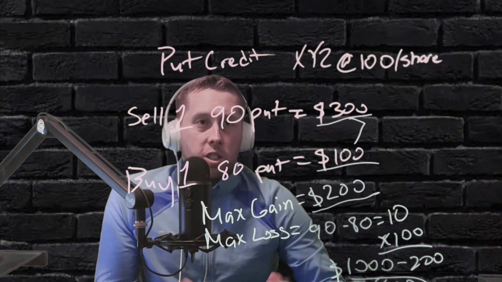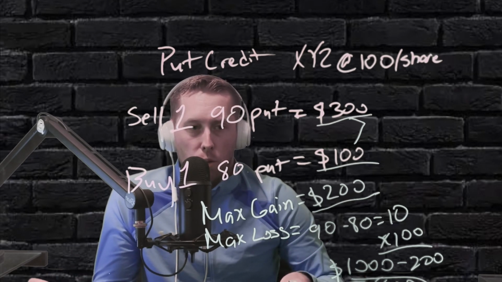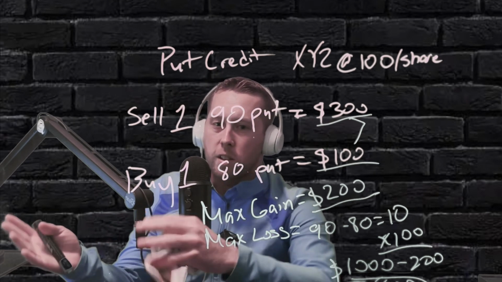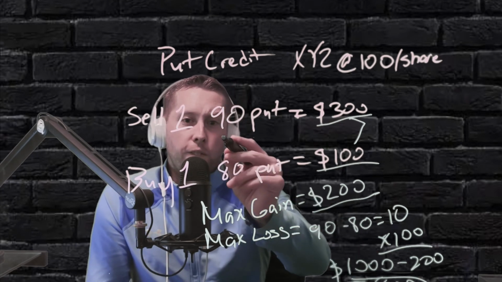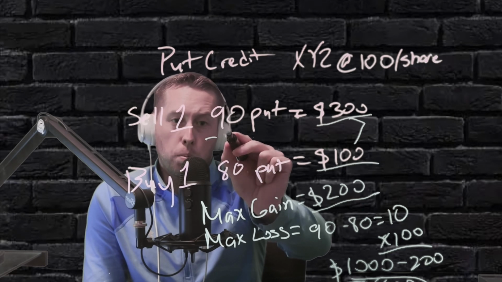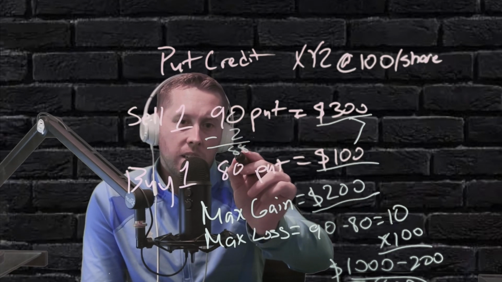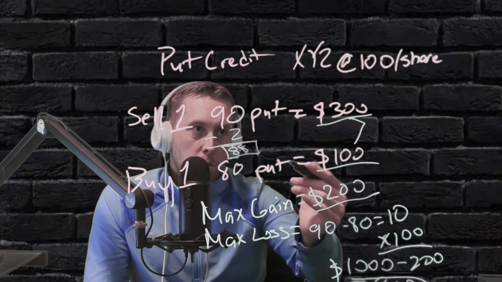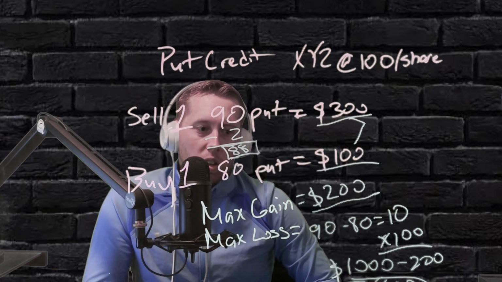What you would do is determine, is that worth it? What is an $800 risk with a $200 reward? That's where knowing the chances of that trade being successful comes in. Your break-even point on this would be if XYZ goes to 90 minus the premium received, which would be 2. So $88 is your break-even point. You can allow XYZ to go to $88 a share before you incur a loss on that trade.